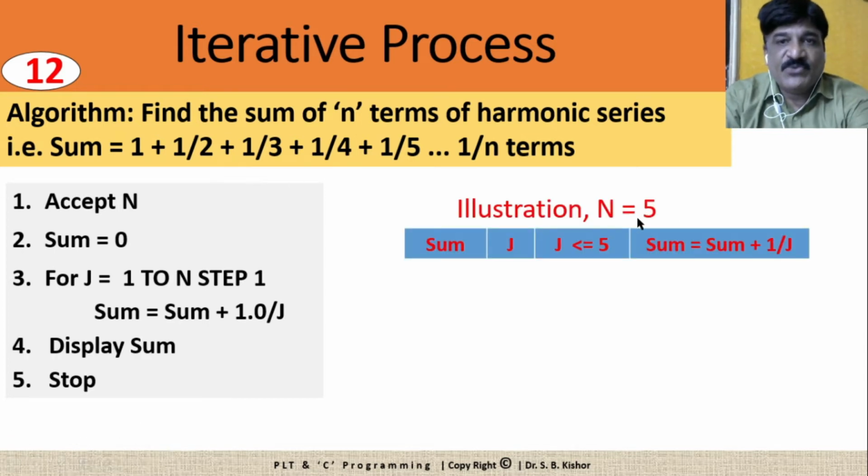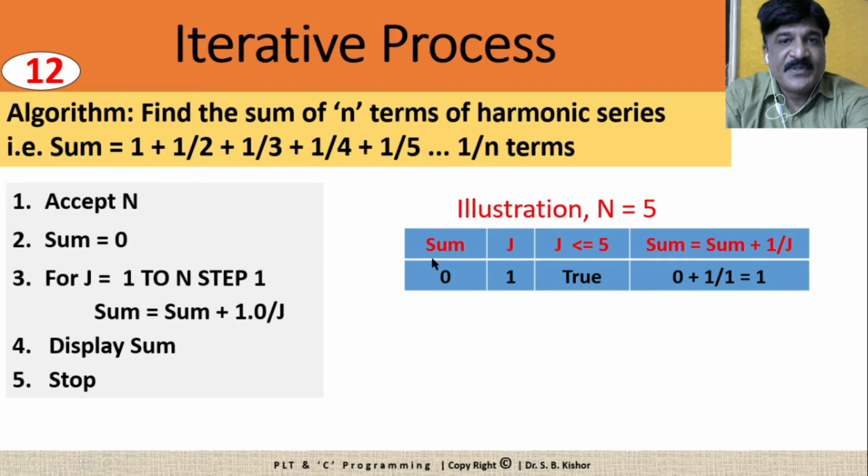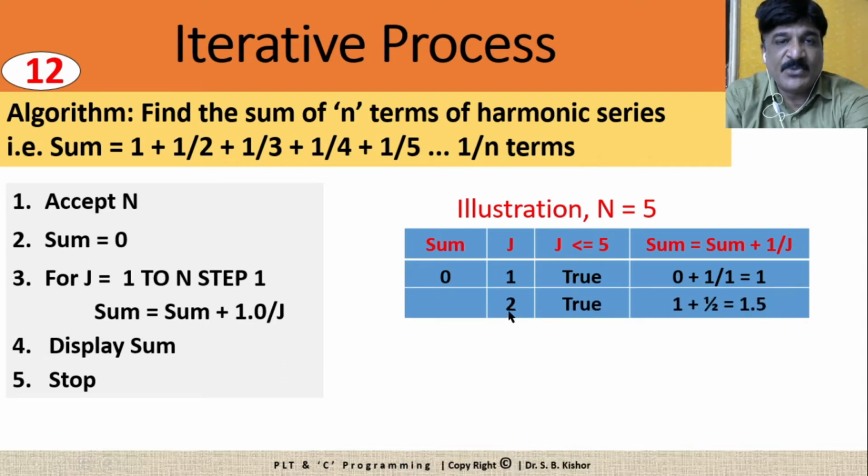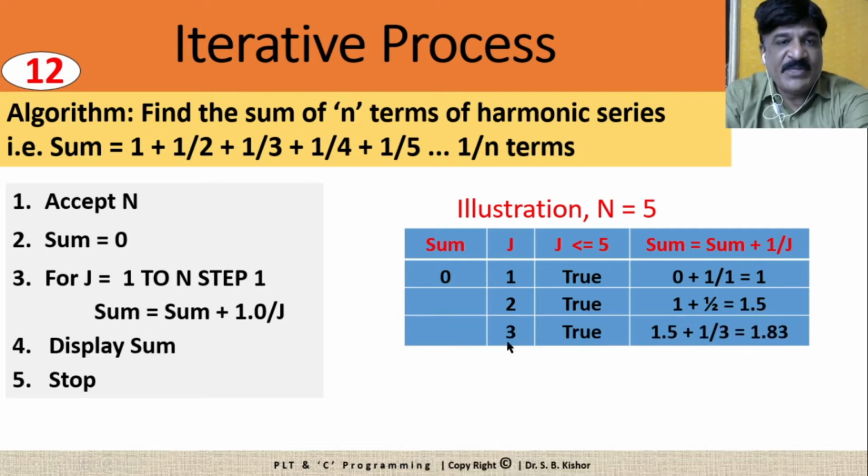So assume the value of n is 5. Initially the value of sum is 0 and the value of j is 1. So 1 is less than 5, the condition is true. So sum is equal to sum plus 1.0 divided by j, that is 0 plus 1 divided by 1. So the overall result is 1. Now the value of j will be incremented. It will become 2. 2 is less than 5, yes, true. So previous sum 1 plus 1 divided by 2, that is 1.5. It means 1 plus 0.5. Then the value of j will become 3. It's true. So 1.5 plus 1 divided by 3. So the overall result is 1.83.